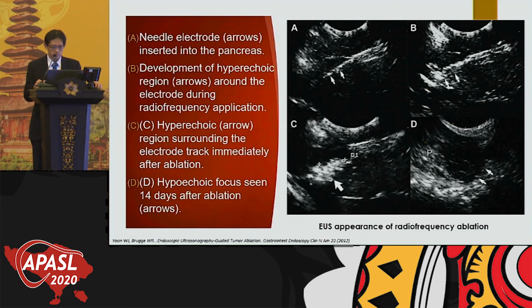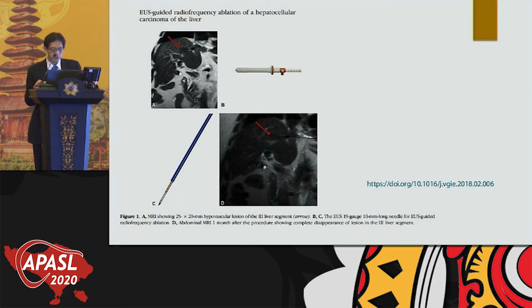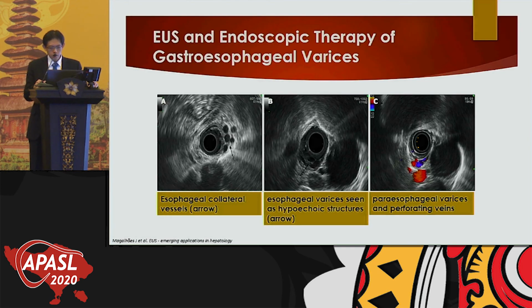This is just to show you how the needle enters the nodules and the ablation process. It's showing the needle tip is almost similar to what interventional radiologists usually perform for the percutaneous RFA for the liver. And another role of the EUS, of course, if we talk about portal hypertension, is that nowadays there are many studies showing that the EUS has been used for the therapy of gastroesophageal varices.